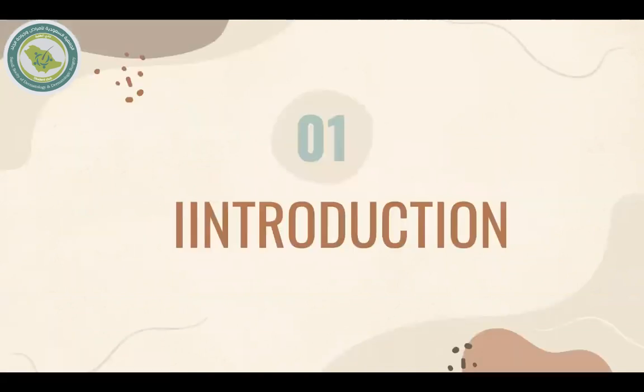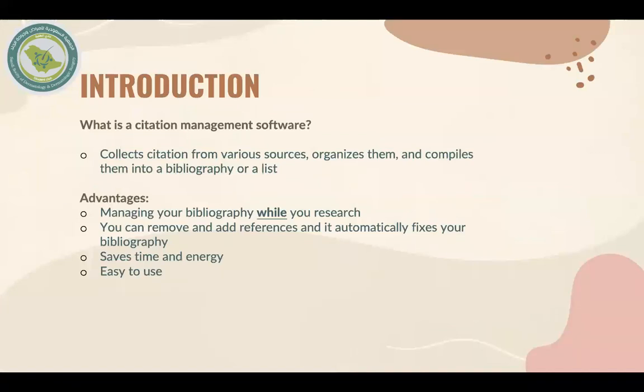So first, the introduction. What is a citation management software? So simply put, it collects citation from various sources, organizes them, and compiles them into a bibliography or a list. And by doing so, you make your life so much easier.